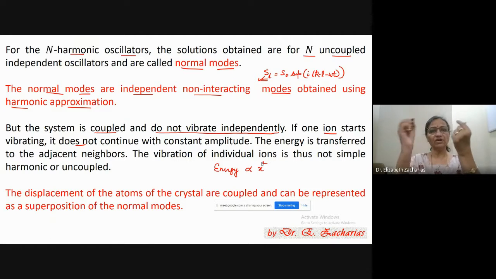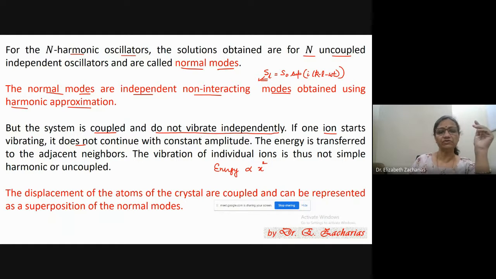Some of its energy it passes on to the next one, which vibrates, then the next. So it will not continue to vibrate with a constant amplitude. The energy is transferred to the adjacent neighbors, and the vibration of the individual ions is thus not simple harmonic or uncoupled. We assumed it is simple harmonic and arrived at the normal modes, but in reality, they cannot vibrate independently.